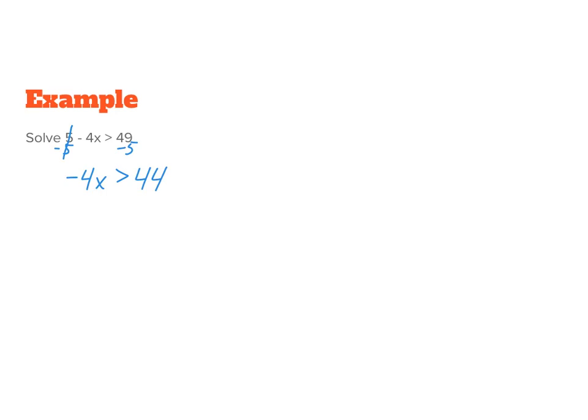So now I've got negative 4 times x. To get rid of that negative 4, I need to divide by negative 4. If I divide the left by negative 4, I have to divide the right by negative 4 as well. The negative 4's cancel, leaving just x on the left. Since I did divide by a negative number, my inequality goes from a greater than to a less than. And then 44 divided by negative 4 gives me a negative 11. So my final answer here is x is less than negative 11.